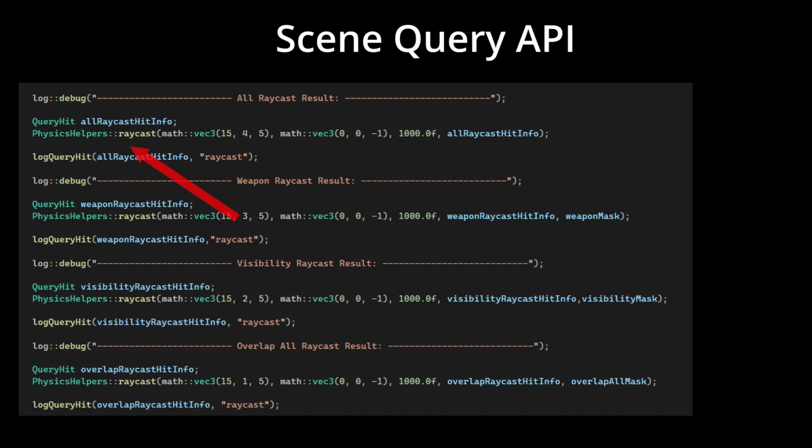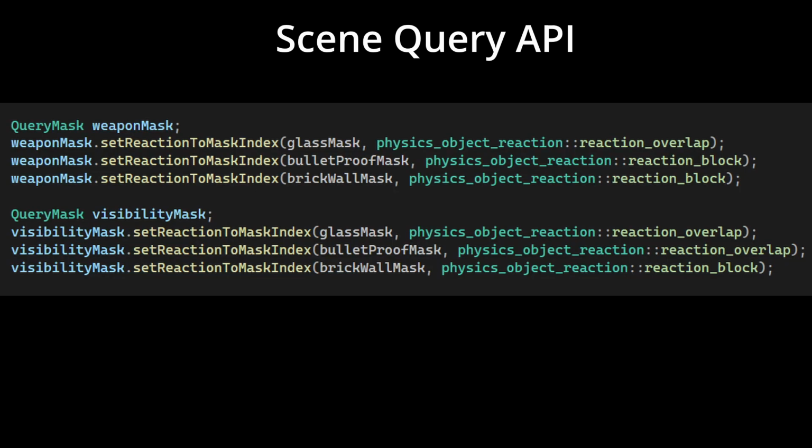For scene queries, all scene queries can be accessed using the static functions provided by the physics helper class. When doing a raycast, after specifying the start, direction, and length of the ray, we can specify a query hit object that will contain the entities that overlap or block the ray. With this information, we essentially get the default ray, which will be blocked by any object regardless of its mask. In order to control how the ray interacts with different masks, we can specify a query mask. We can then use it to modify how the object interacts with a certain mask.